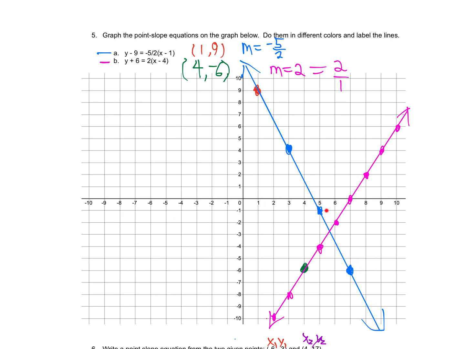Connect my points. This is my blue line. You could also label this like line A. We could also label it with the equation y minus 9 equals -5/2 times the quantity of x minus 1.